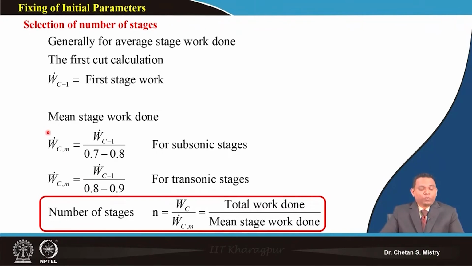Okay. So once we calculate our mean work done based on our total work done, we have our overall pressure ratio known to us, and from that overall pressure ratio we can calculate our total work done, and this gives me my mean work done, and that is what decides how many stages we are looking for. So this gives you the idea about the selection of the number of stages. This is very important when we are designing the LP compressor and the HP compressor.